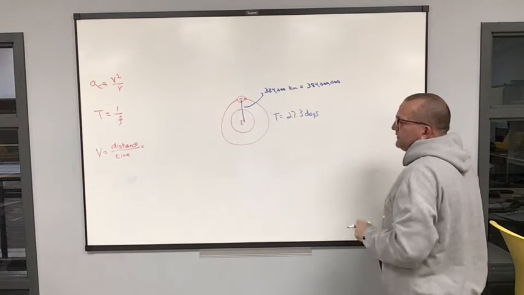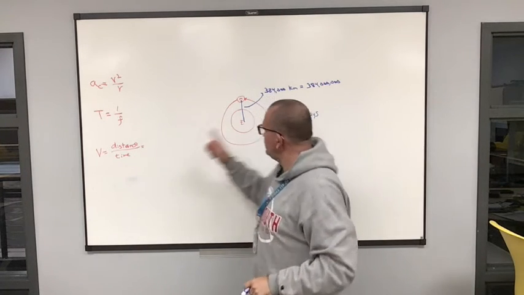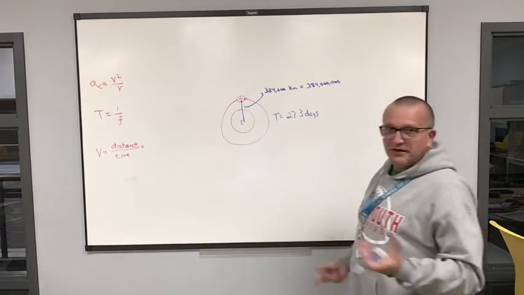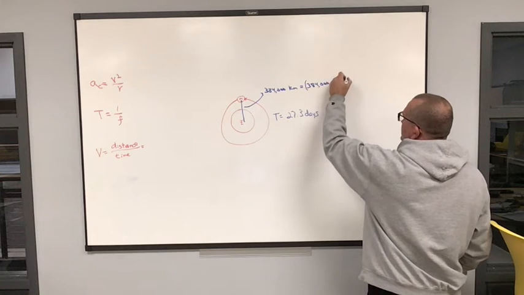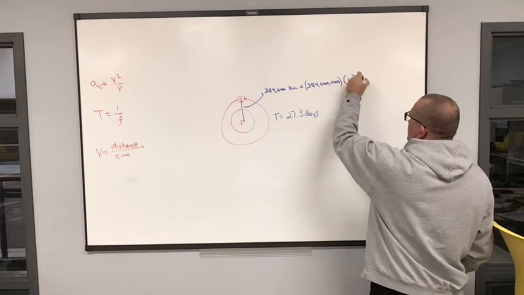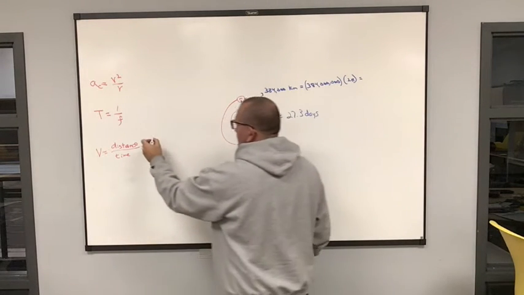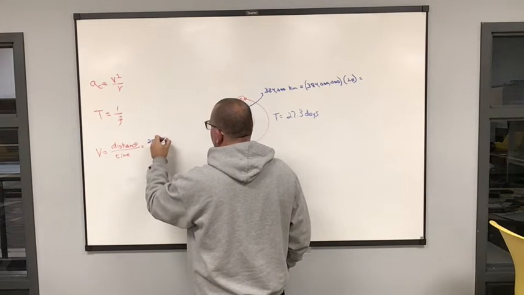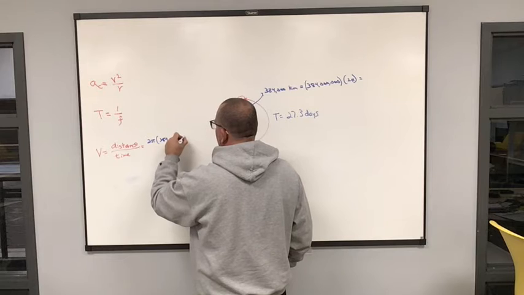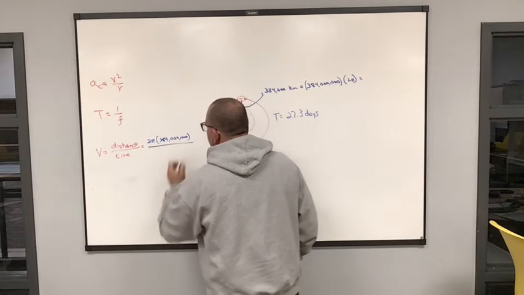All right. So now our distance, remember, is the distance around, so that's going to be our circumference, which is 2 pi r. So if I take my radius in meters times 2 pi, that will be what goes here. So I'm just going to put 2 pi times my radius of 384 million meters divided by my time.